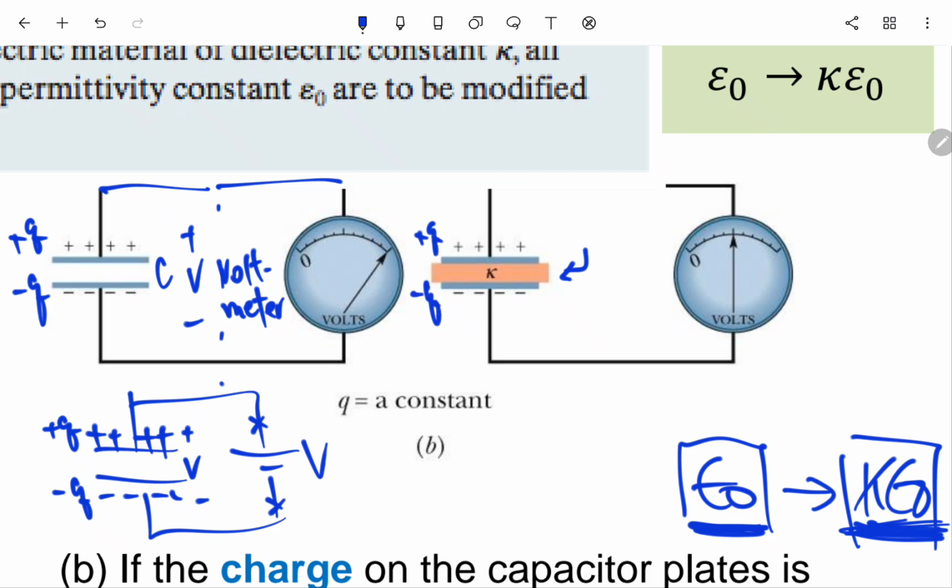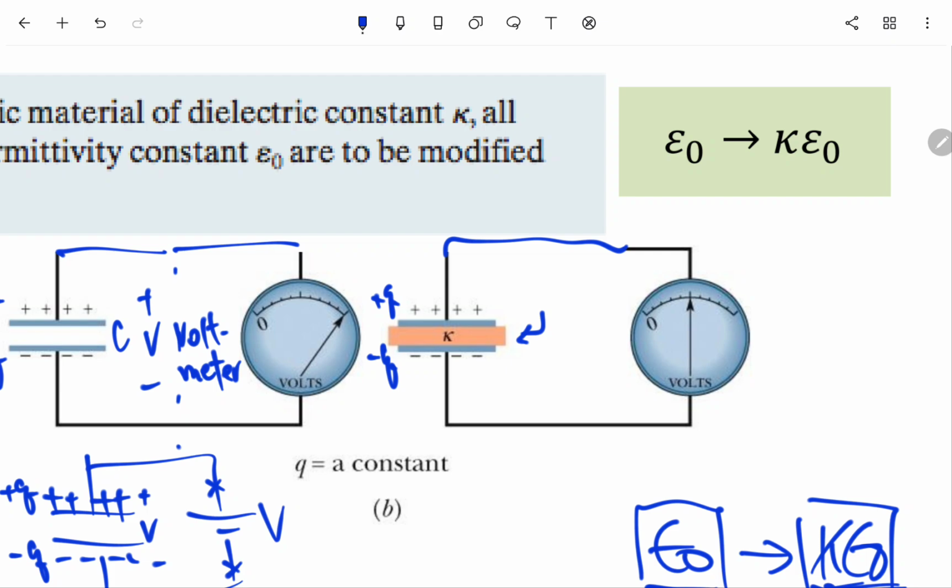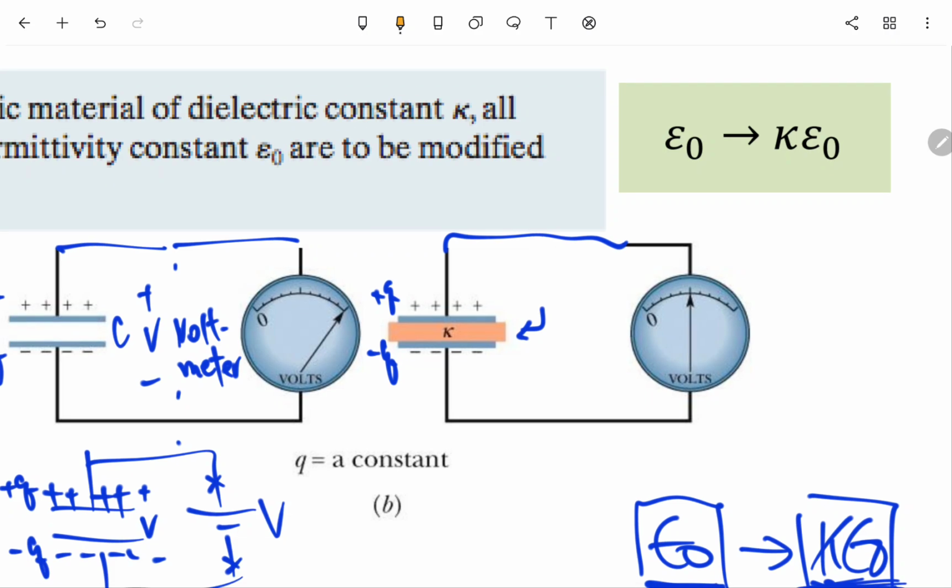And then the C, we don't know the C, but as we try to measure this voltage or potential difference, you see on the left side are the volts. This one has a higher potential difference, and this one the potential difference will decrease. So we will say the potential difference now becomes V prime, which is smaller than V.